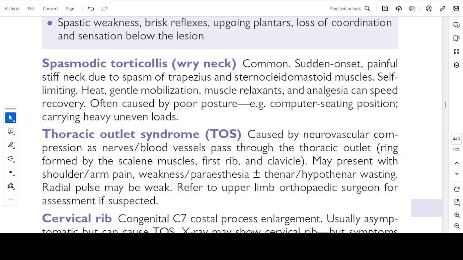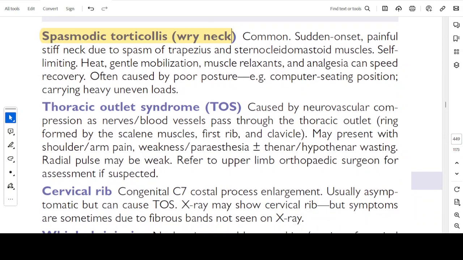Spasmodic torticollis or wry neck. Common sudden onset painful stiff neck due to spasm of the trapezius and sternocleidomastoid muscles. Self-limiting. Heat, gentle mobilization, muscle relaxants and analgesia can speed up the recovery.